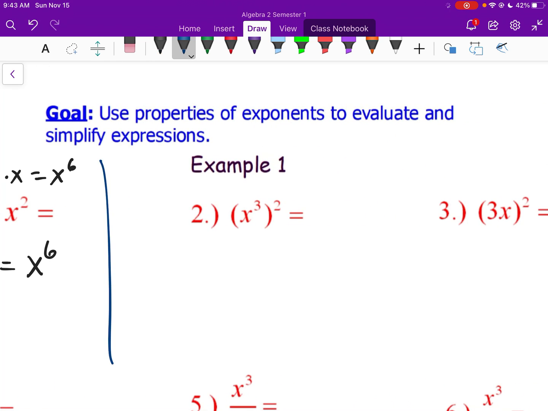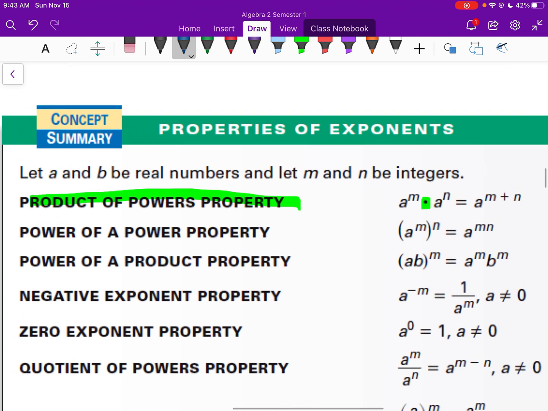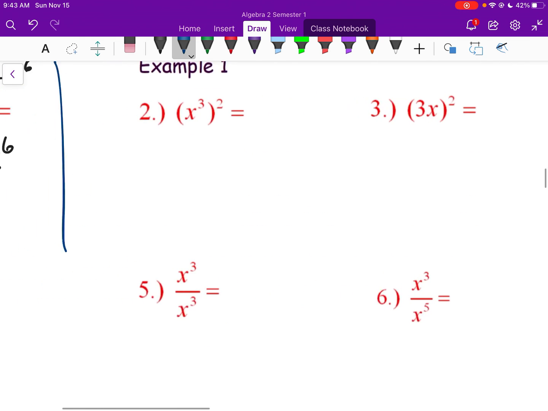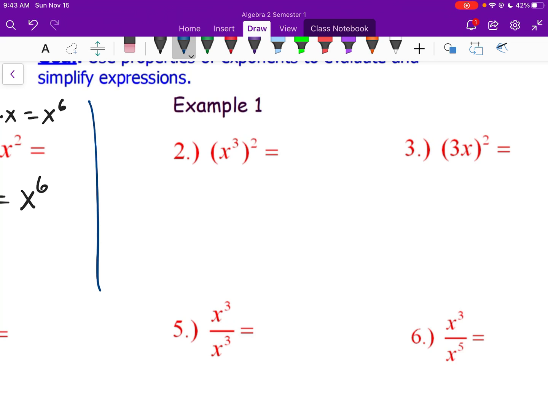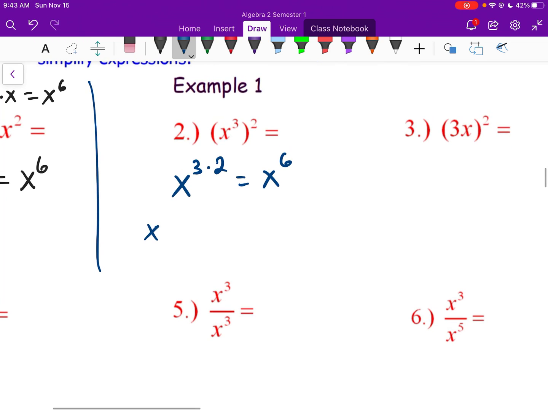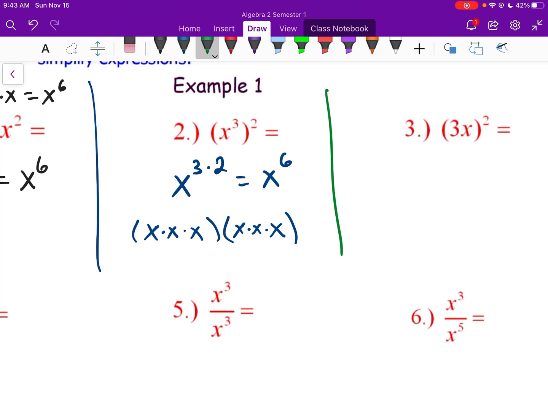All right. Now, number 2 here. This one's looking like a power of a power. We're taking x cubed, that whole thing squared. So in that case, we take x and we multiply the exponents. So in this case, x to the 6. Now, the way this one works, we got x cubed, which we would write out as x times x times x, squared, so we're taking that same term, x times x times x. And therefore, we have 6 x's that we're multiplying, so x to the 6th.